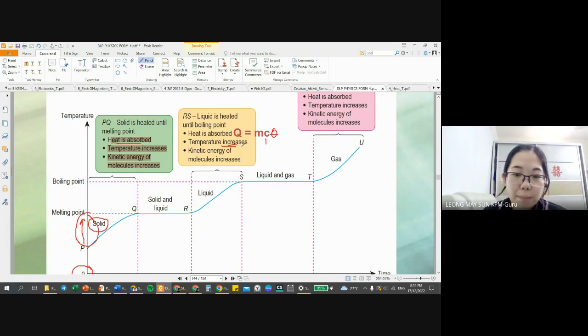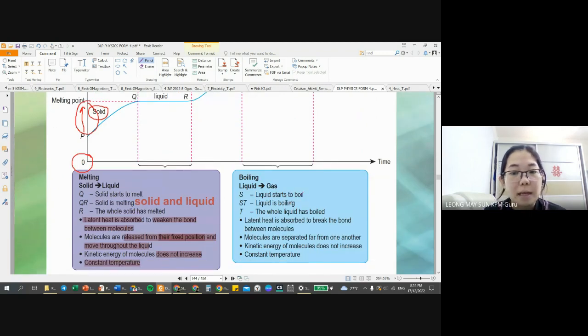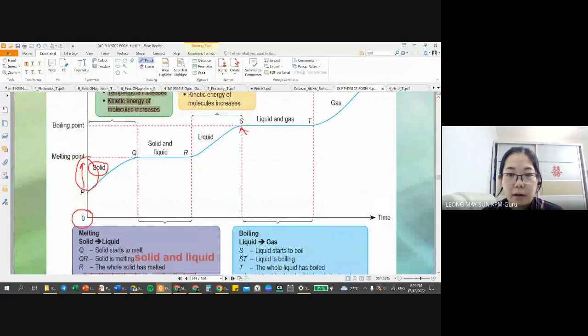At point S, the liquid will start to boil. When the liquid starts to boil, heat energy continues being absorbed. So from S to T, the liquid is boiling. When the liquid is boiling, it means that liquid and gas exist at the same time. At point T, all the water has finished boiling.